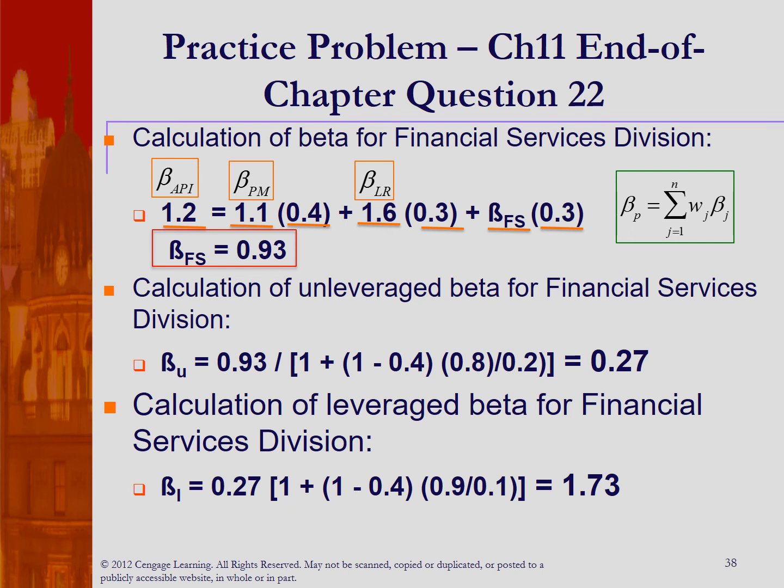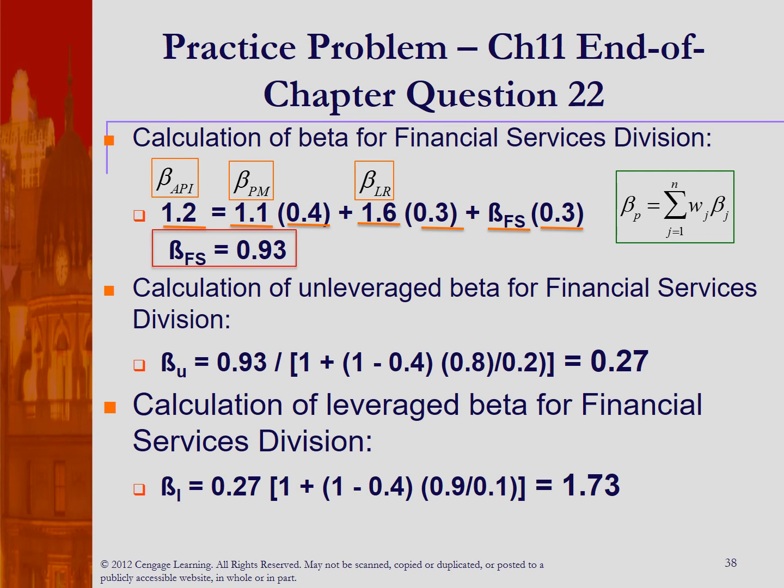The beta of the Financial Services Division obtained is the leveraged beta with the financial risk consistent with the current capital structure of 80% debt and 20% equity. Since the new projects are going to be financed with a different capital structure, which consists of 90% debt and 10% equity, we have to obtain the new leveraged beta with the financial risk consistent with the capital structure of 90% debt and 10% equity.